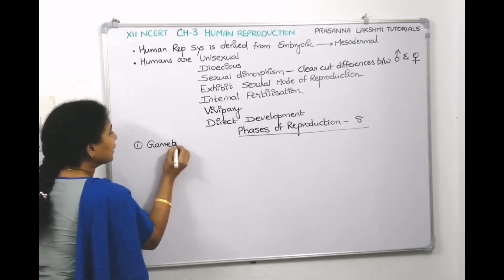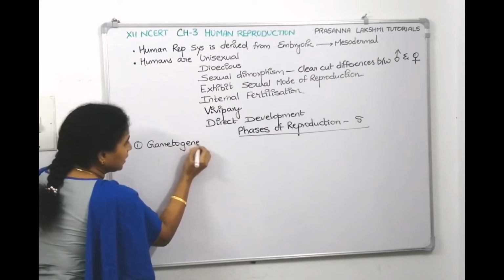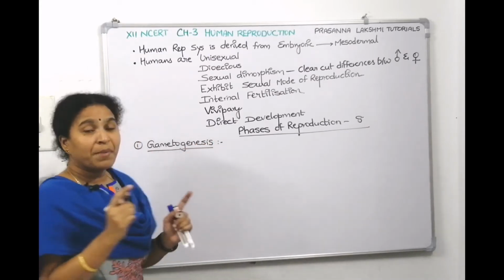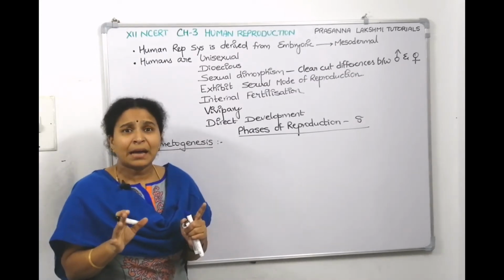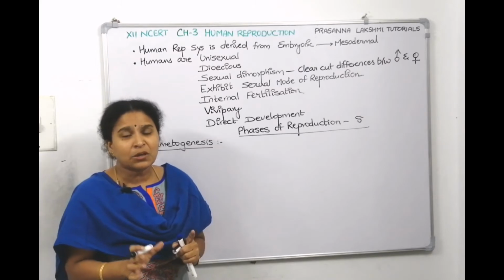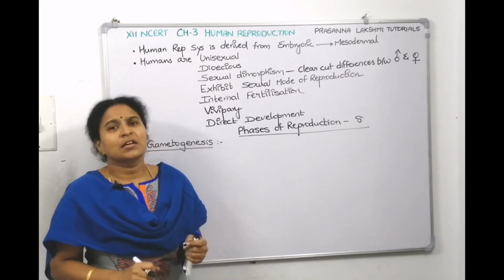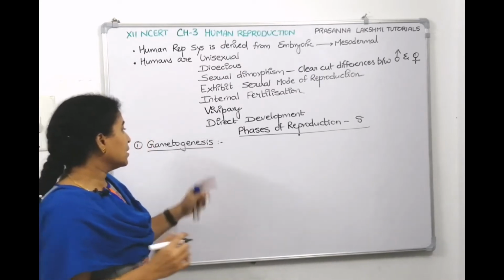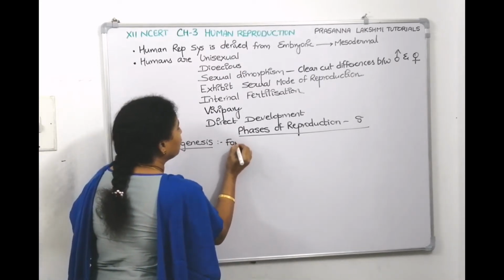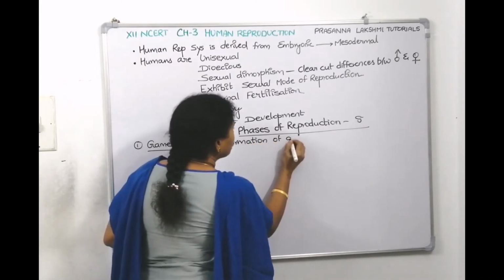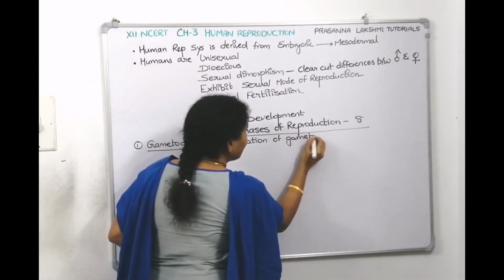Gametogenesis. What is gametogenesis? It is the process of making gametes. Male gamete is sperm, female gamete is egg. So the process of making sperm is called spermatogenesis. The process of making egg is called oogenesis. So gametogenesis means it is the formation of gametes, right?